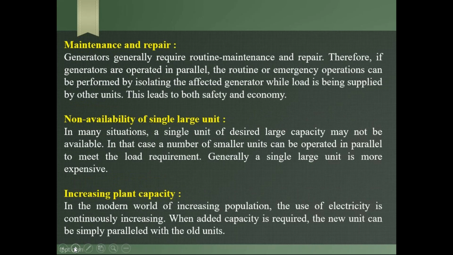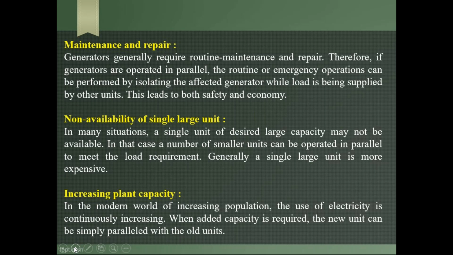Next, maintenance and repair. Just now I told you that every electrical device requires maintenance every 3 months or every 6 months. At that time, for giving continuous supply, we need to use parallel operation. Next, non-availability of single large units. So these are the different applications and advantages where we are going to use parallel operation.